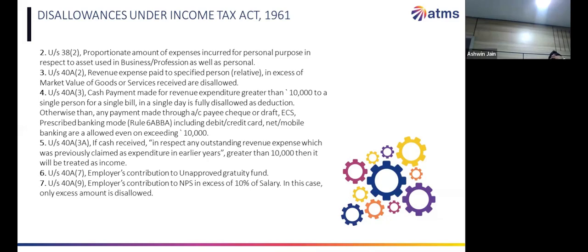Again, cash received, okay. Employer contribution to an unapproved gratuity fund will again be disallowed. It is applicable to a company with a sizable turnover, and gratuity should be applicable. Then, in that case, employer contribution to NPS in excess of 10% is also disallowed.